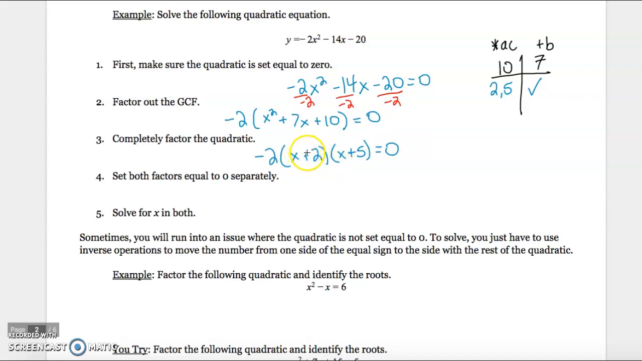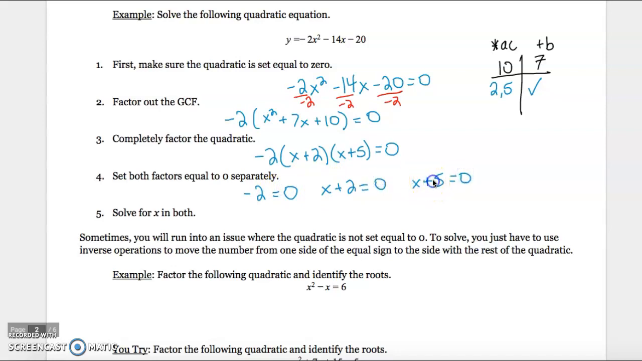Now we apply our zero product property. Basically it's saying that if this term times this term times this term equals 0, then at least one of these has to equal 0. So we check each piece. You set each factor equal to 0. So x plus 2.